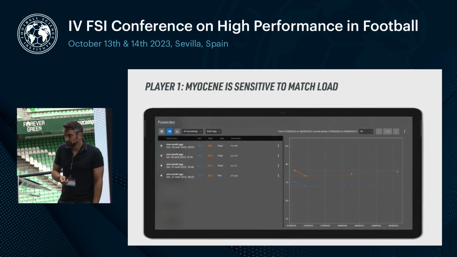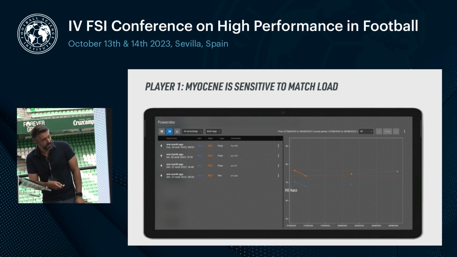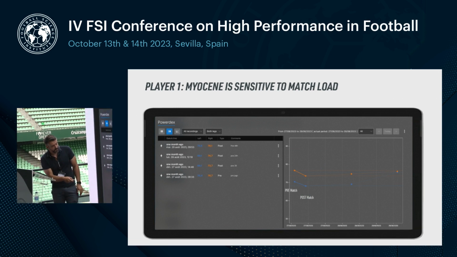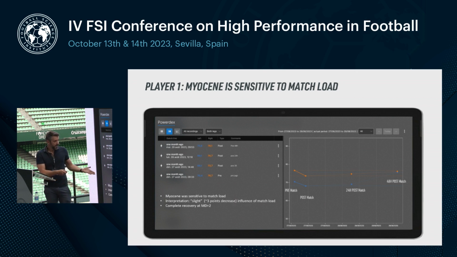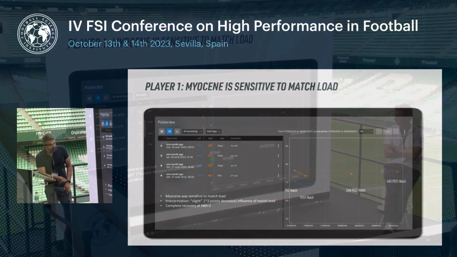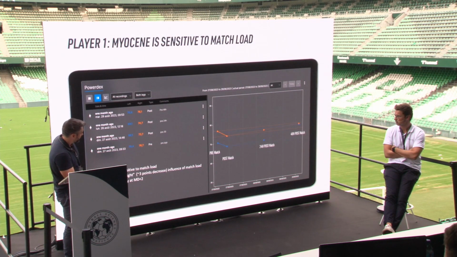Okay, so what we have here is something that we are still doing, in fact it is part of the Sandor thesis. We are trying to validate the system. So we analyze the pre-value, and after the match, 30 minutes after the match, we can see a slight decrease in this example. And then at 24 hours, he almost recovered. Then we analyze 48 hours after the match, and we can see that the Myoton was sensitive to the load. There was a slight decrease, almost 3 points in each leg, and the athlete was completely recovered after 48 hours.